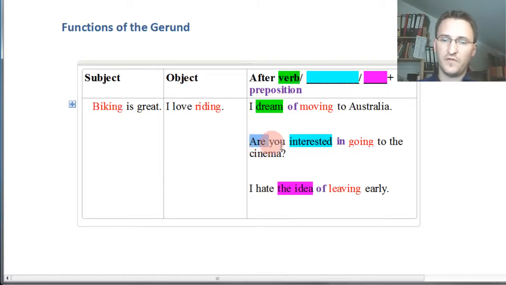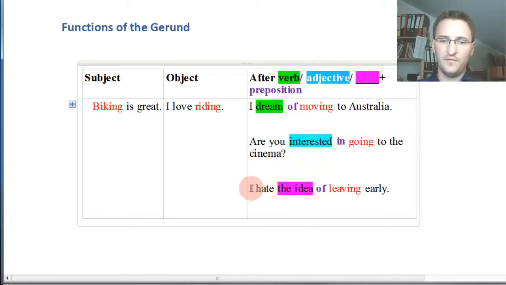Same thing further down. Are you interested in going to the cinema? Interested is an adjective. Then we've got another preposition and we've got the gerund. So certain adjectives and prepositions are followed by the gerund.